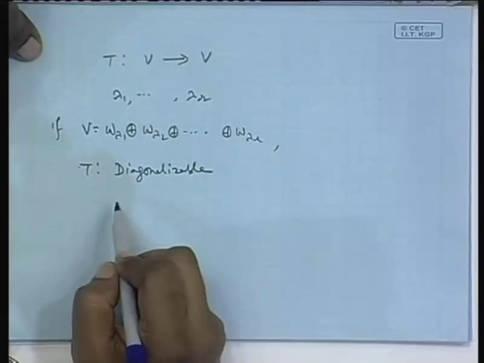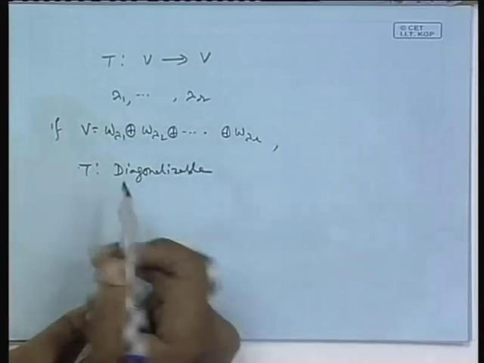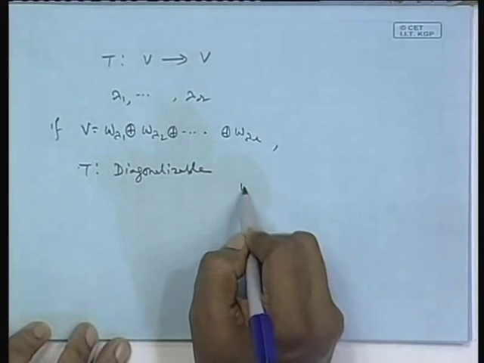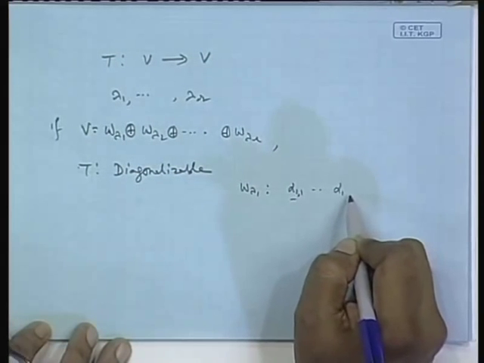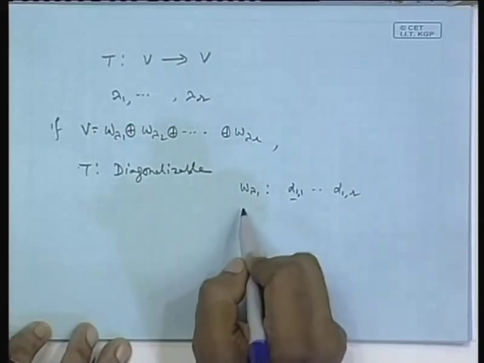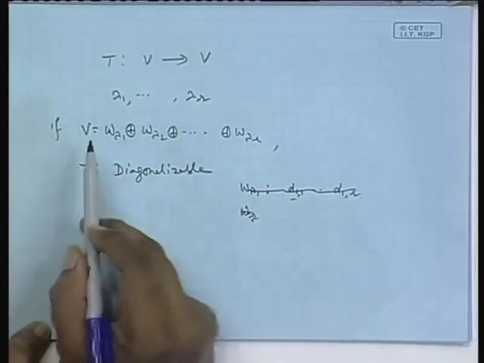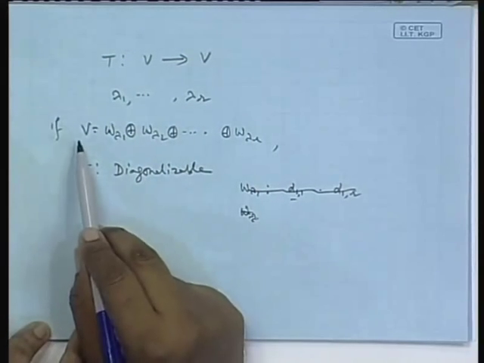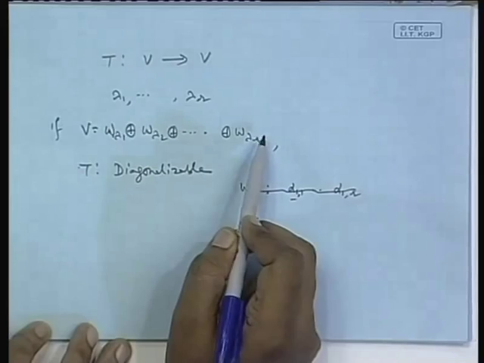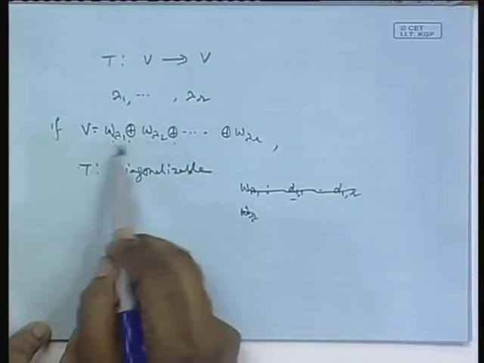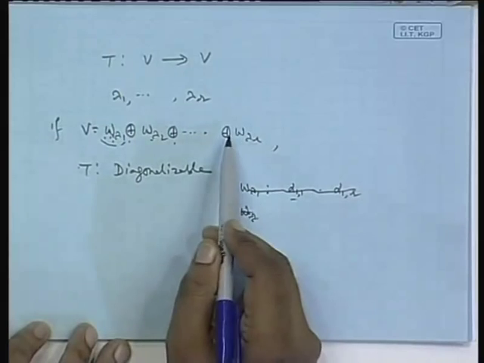This is because, suppose W lambda 1 has a basis alpha 1 1 to alpha 1 r, and similarly W lambda 2. If this is so, you can form a basis of V by taking a basis of W lambda 1, another basis of W lambda 2, dot dot dot, a basis of W lambda r, just appending them. That will form a linearly independent set because it is a direct sum, since eigenvectors belonging to distinct eigenvalues are linearly independent. You are picking a basis from each eigenspace and just appending them, so you get a basis for V.